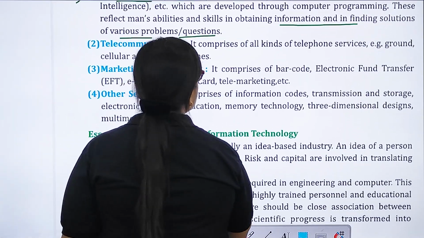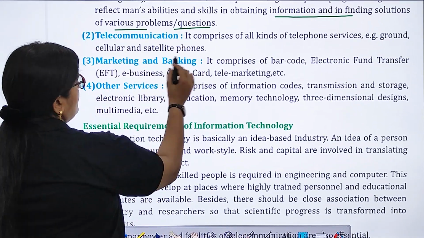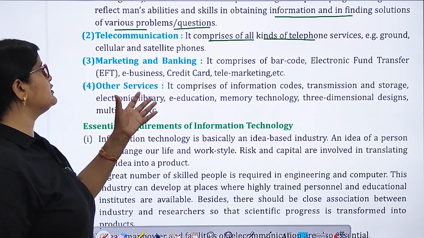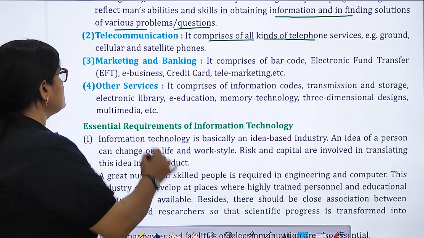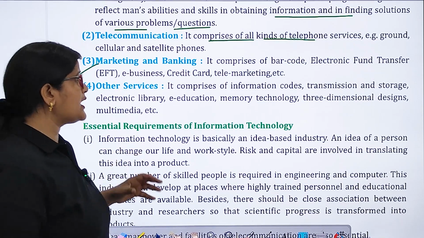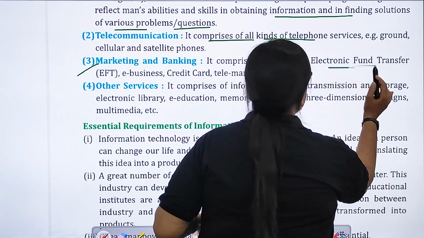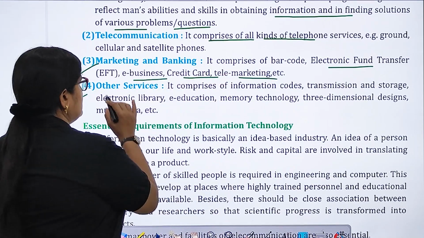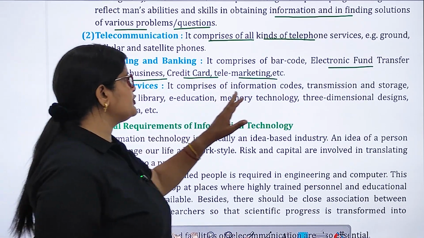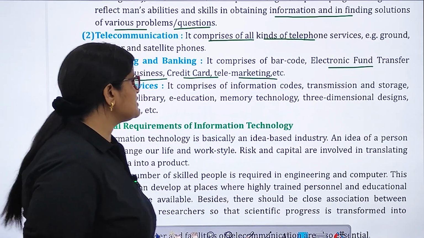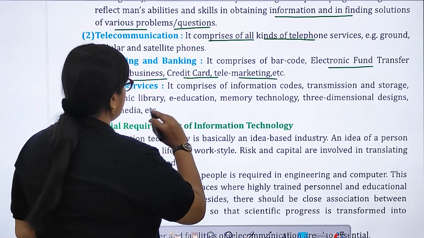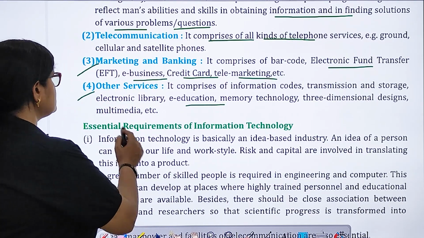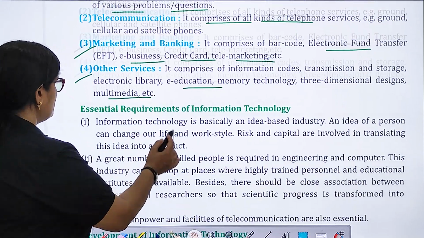Telecommunication. What is it? It comprises all kinds of telephone services, for example landline, cellular and satellite phones. Marketing and banking comprises barcode, electronic fund transfer, e-business, credit card, telemarketing, etc. Other services comprise information codes, transmission and storage, electronic library, education, memory technology, three-dimensional designs, multimedia, etc.